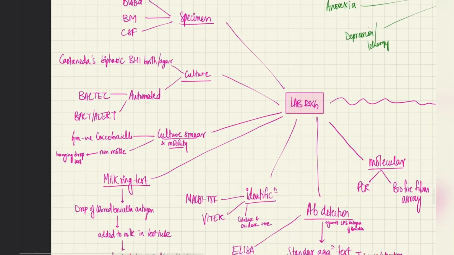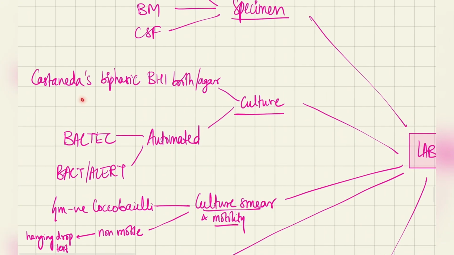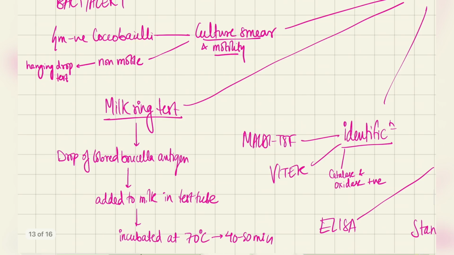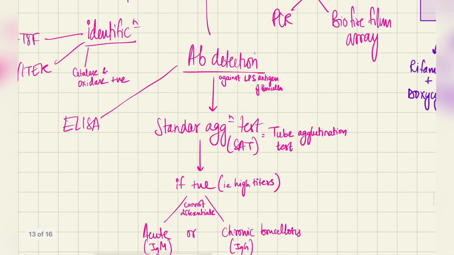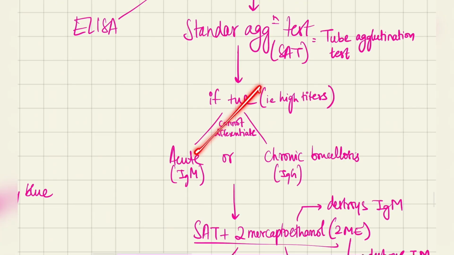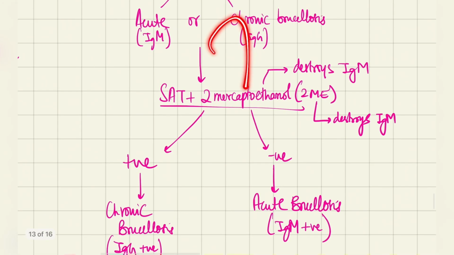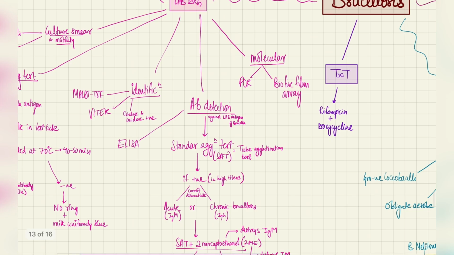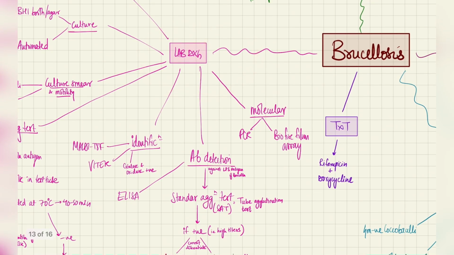Lab diagnosis, what was important? Castaneda biphasic BHI broth or agar is used for culture. Apart from that, the non-motile hanging drop test, and you have to remember what the standard agglutination test is, and that this will not differentiate if it's acute or chronic. For that, you have to add 2-mercaptoethanol to differentiate if it is acute or chronic infection. And yeah, that is it for the lab diagnosis, and that is it for brucellosis.